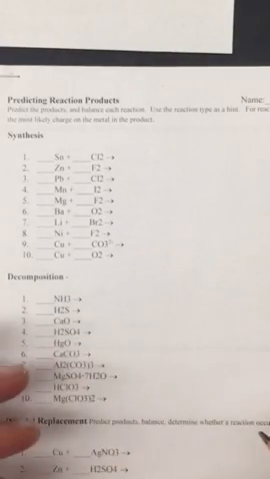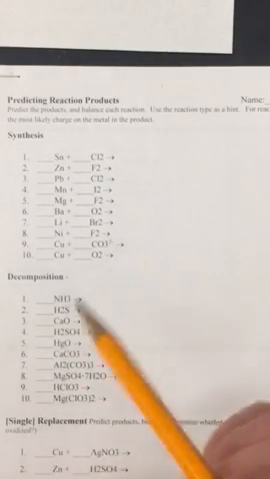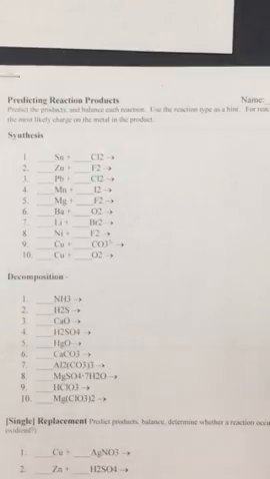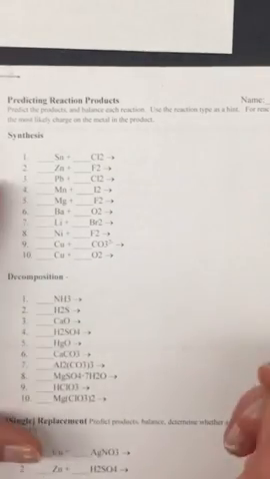So today we're working on predicting reaction products, and for most circumstances we're going to be predicting the products and balancing the reaction. For a lot of the transition metals, you should assume, if you do not know, that they make a positive 2 charge. Otherwise, if they have a known charge, so a metal like lithium or magnesium, then go with those charges.